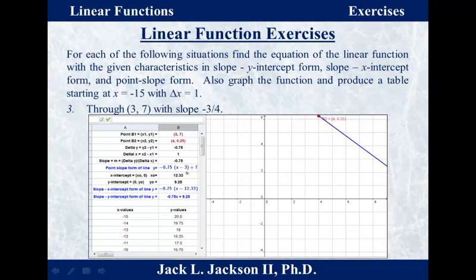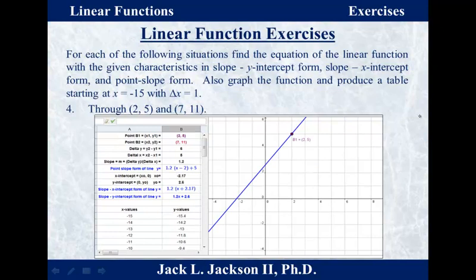And notice that the slope is -3/4, so if you go to the right 1, you go down 3/4, or if you go to the right, let's see, if you go to the right, where is it? 3/4. So if you go to the right 3, you go down 4. And you can see that on this graph here.